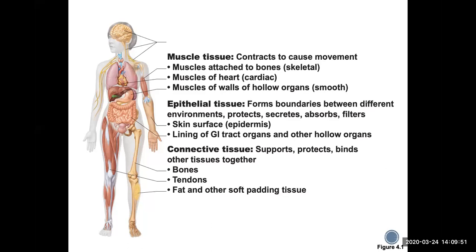Muscular tissue, there are 3 different types of muscular tissue that we have to know. And they're pretty easy to differentiate once we get there. You've got skeletal muscle, which has its own set of identifying characteristics.